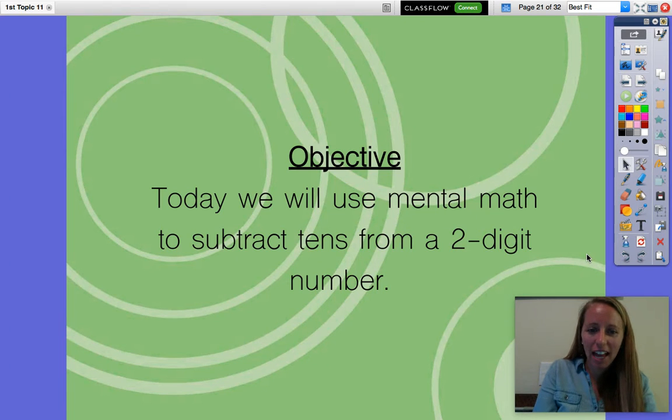Hello, boys. Today, for math, we are going to use mental math to subtract tens from a two-digit number. And we've learned a lot of different strategies that we can use when we're subtracting, right? So we've learned how to use an open number line. We have learned how to use a hundreds chart. We have learned how to draw a picture. So today we are going to try to use mental math to subtract 10 from a two-digit number.